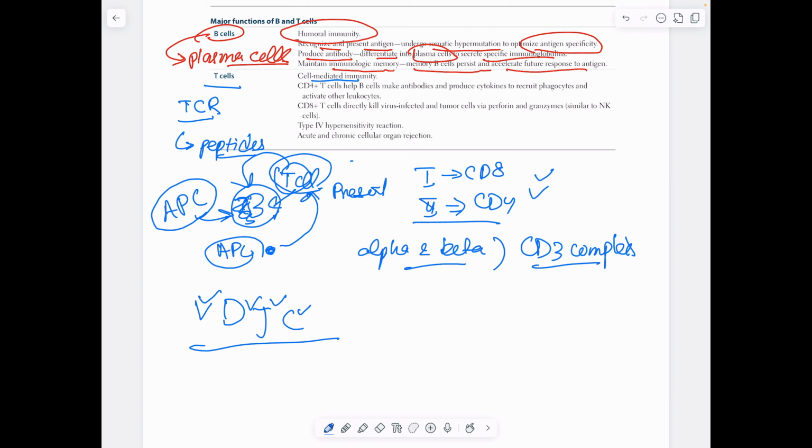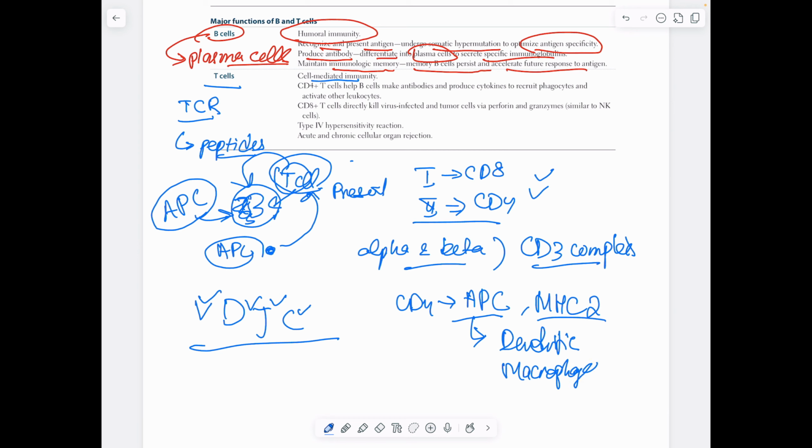The CD4 T cells are activated by antigen presenting cells through MHC class 2. The antigen presenting cells can be dendritic cells, macrophages, and B cells. MHC class 2 binds with the TCR and CD4 and is expressed only on antigen presenting cells.